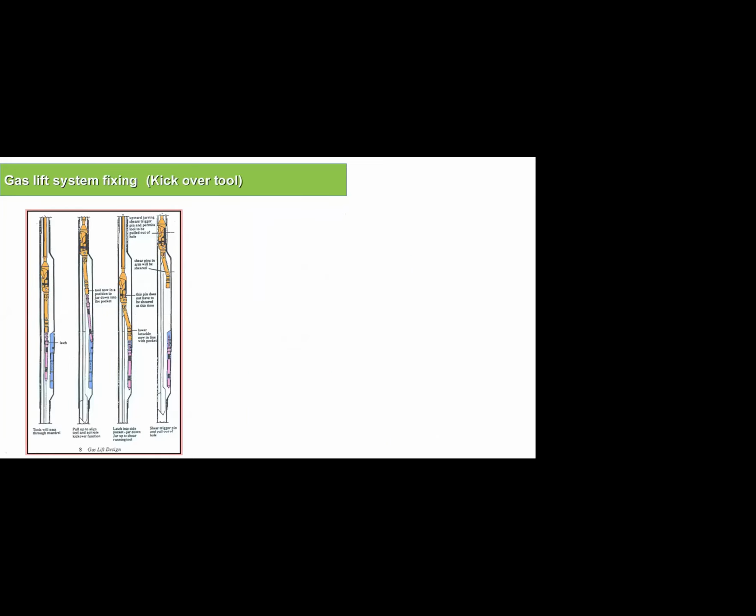So what happens if I have multiple points of injection? This is a nice demo, a nice illustration. I will show you the demo. I have something called a kick-over tool. The concept of this tool is to go down. It opens like this, catches the valve, and goes up with the valve, changing it, and goes down with another valve. And this is the benefit of the gas lift.